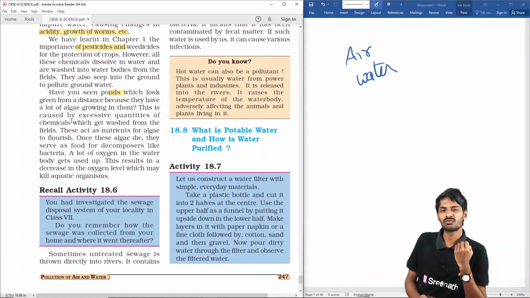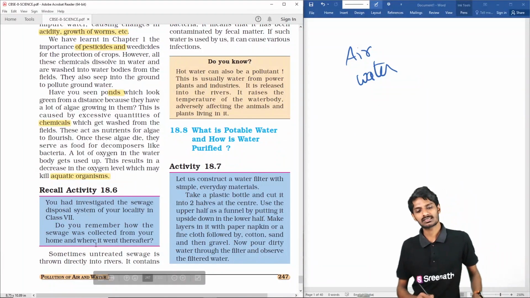Why? Because the water is full of algae grown in it. Why is algae growing? Because of the excessive amount of chemicals, which are nutrients for algae. And once the algae die, bacteria will form and decompose them. So a lot of the oxygen for aquatic animals is exhausted. As the oxygen level decreases, aquatic organisms won't survive.